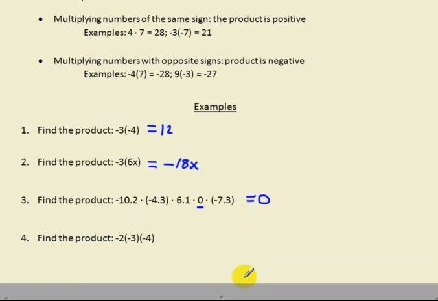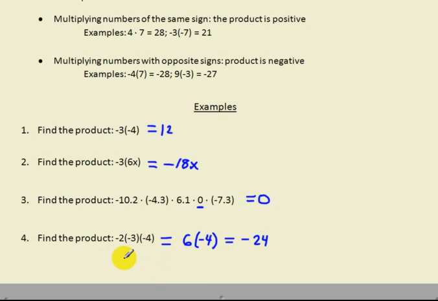And number 4, find the product. Negative 2 times negative 3 times negative 4. Now remember, with the commutative property, it really doesn't matter what order we multiply these in, but I'm going to go ahead and work left to right. So I'm going to take, first of all, negative 2 times negative 3. Well, a negative times a negative is a positive, and then 2 times 3 is 6. We still need to multiply that times negative 4. Now we have a positive times a negative, which means negative, and then 6 times 4 is 24, and there's our answer, negative 24.